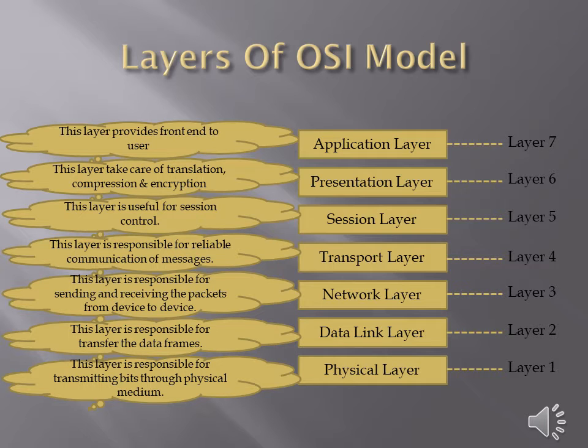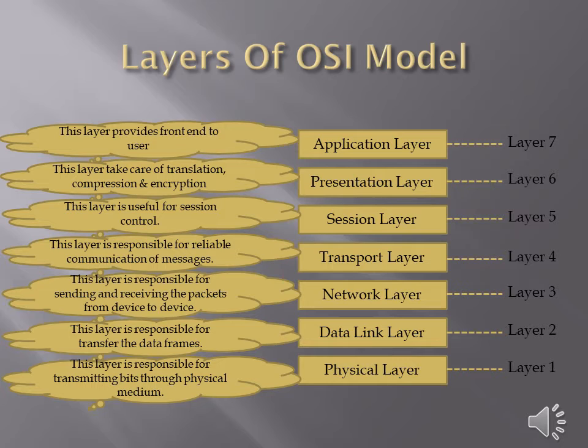Let's discuss the different layers of the OSI model. The OSI layer model has 7 layers: application layer, presentation layer, session layer, transport layer, network layer, data link layer, and physical layer. The physical layer is the lowest level layer and the application layer is the highest level layer. Layer 7, application layer; layer 6, presentation layer; layer 5, session layer; layer 4, transport layer; layer 3, network layer; layer 2, data link layer; layer 1, physical layer.